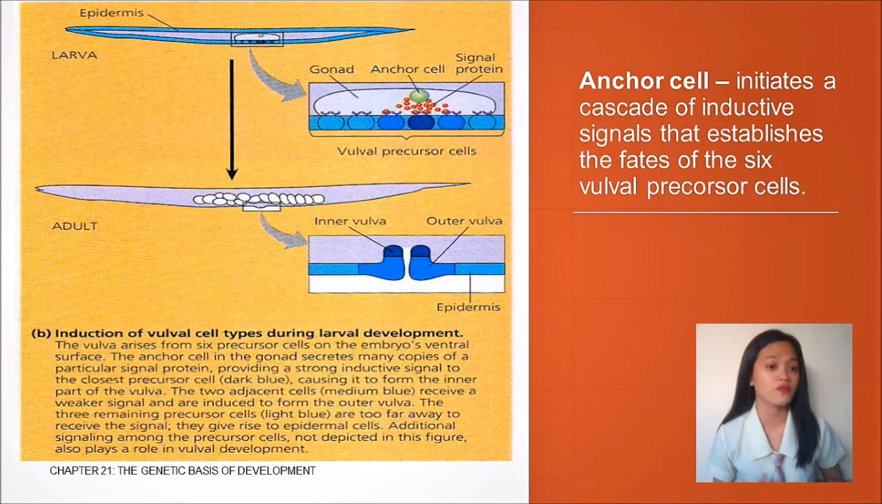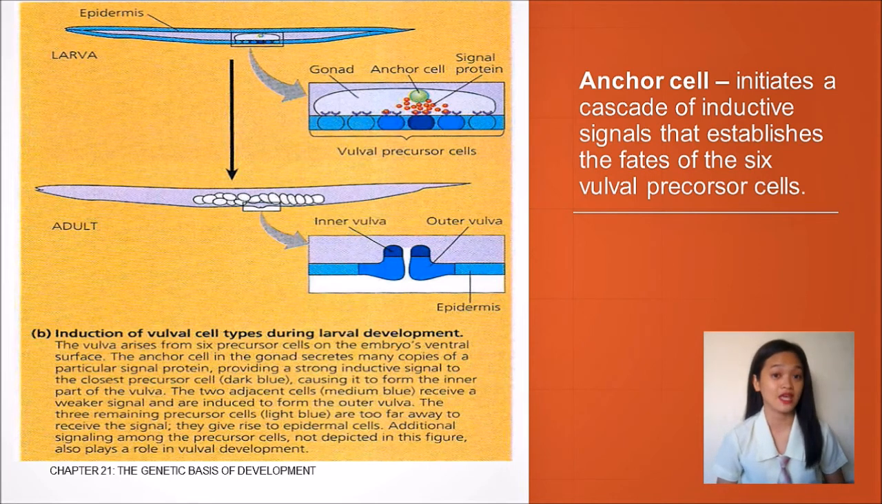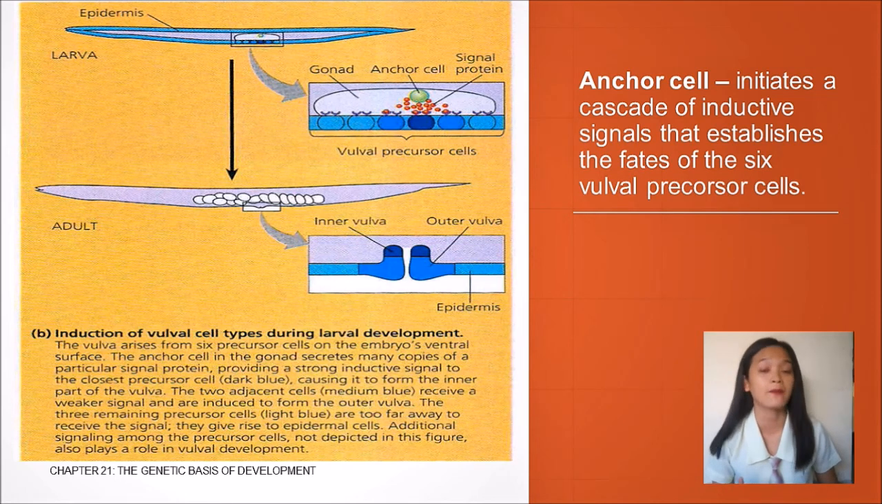causing it to form the inner part of the vulva. The two adjacent cells, the medium blue color, receive a weaker signal and are induced to form the outer vulva. The three remaining precursor cells, the light blue ones, are too far away to receive the signal. That's why they become part of the worm's epidermis.